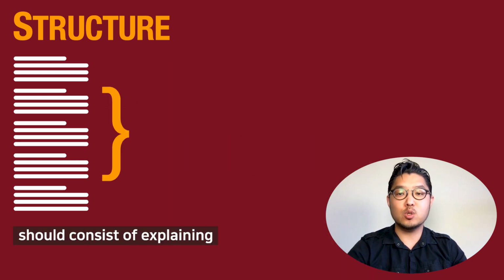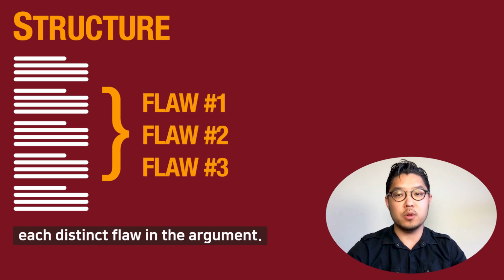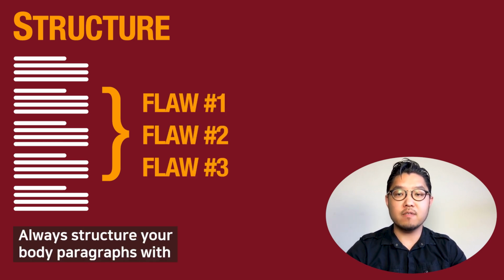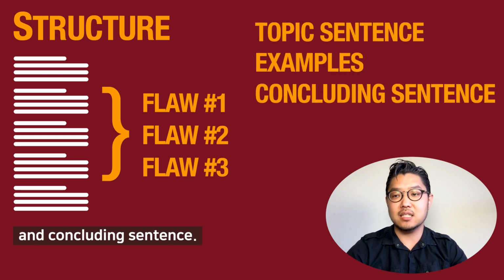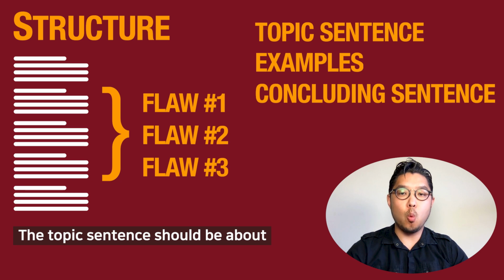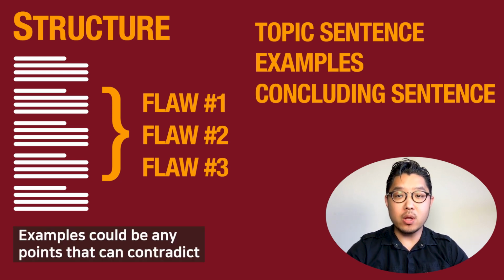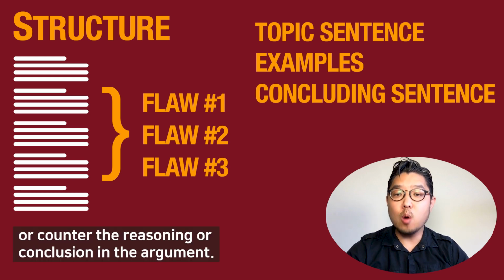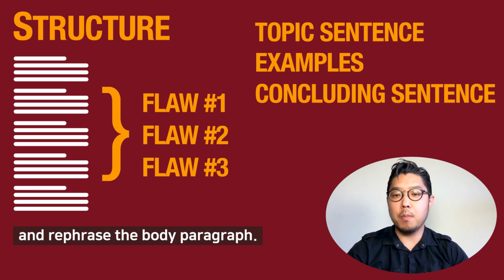Each body paragraph should consist of explaining each distinct flaw in the argument. Always structure body paragraphs with the topic sentence, examples, and concluding sentence. The topic sentence should be about one distinct flaw in the argument. Examples could be any point that can contradict or counter the reasoning or conclusion in the argument. And the concluding sentence should wrap up and rephrase the body paragraph.